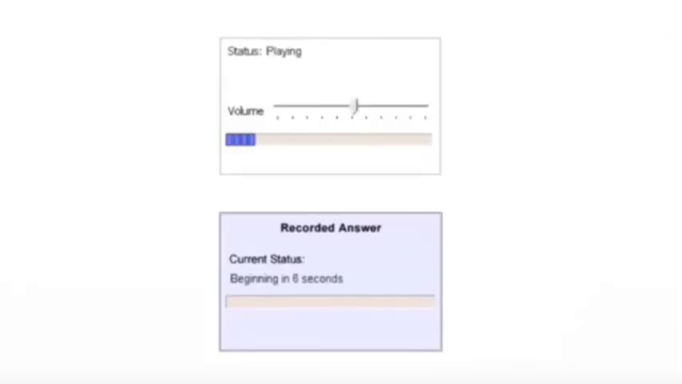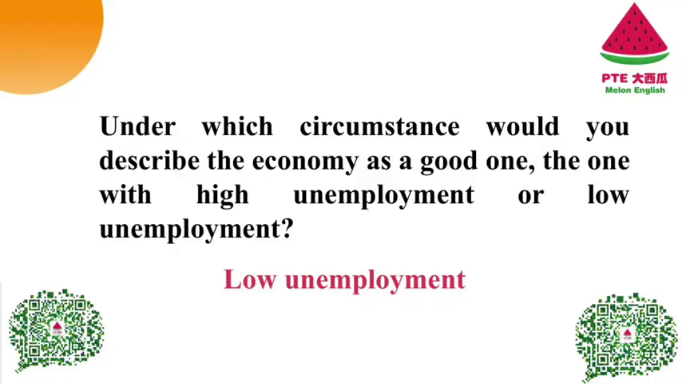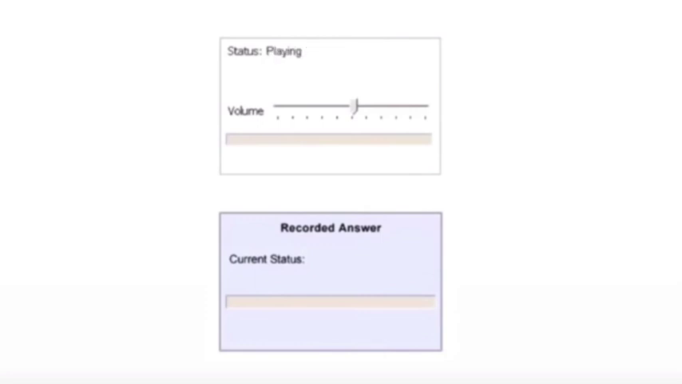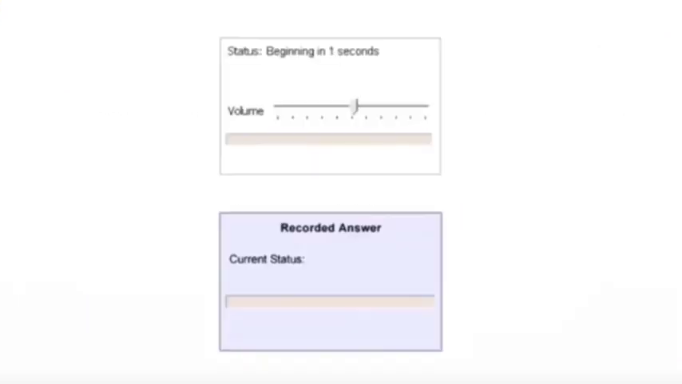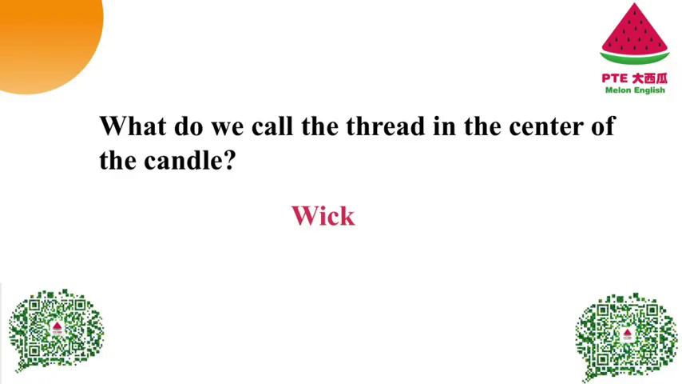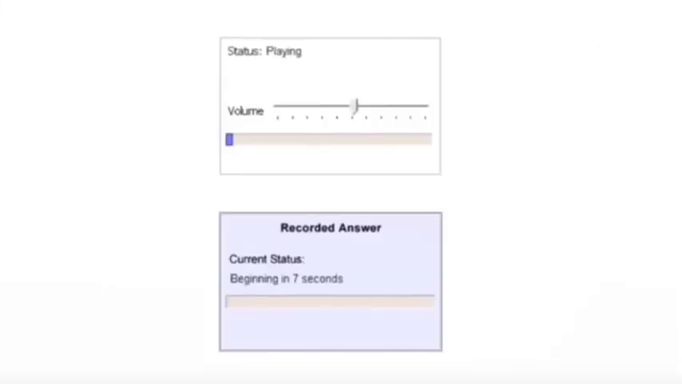Under which circumstance would you describe the economy as a good one? The one with high unemployment or low unemployment? Low unemployment. What do we call a doctor who can sell prescribed medicines? Pharmacist or chemist? What do we call the thread in the center of the candle? Wick. What do we call the first paragraph of a report? Introduction.